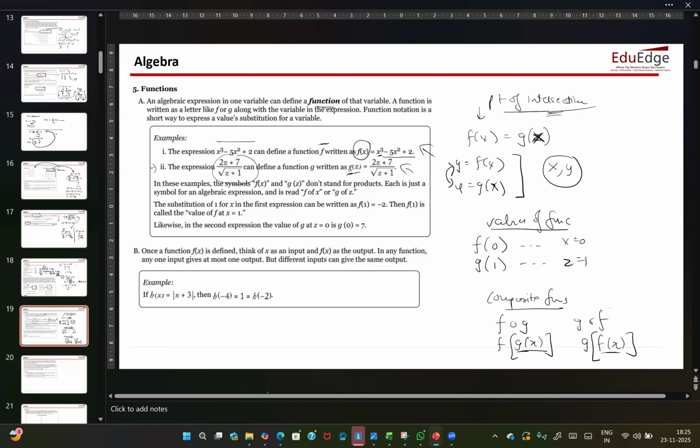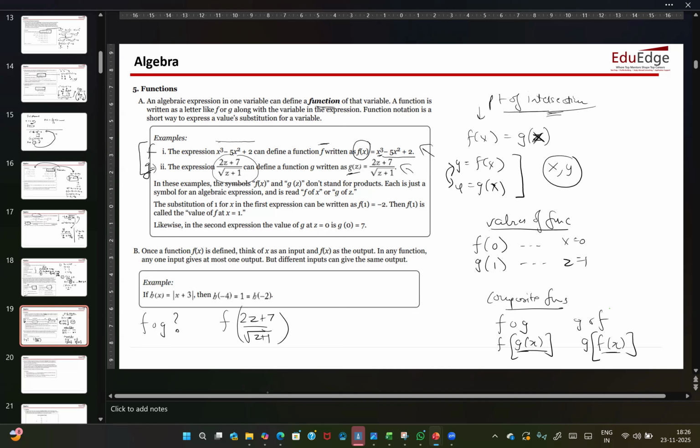So given these two, 1 and 2, what do you think is f of g? Where is it written, f and g? Above. This is f and this is g. Okay. So function of g. So I need to take g as a base. So 2z plus 7 upon root z plus 1. And in that I will have to substitute, assuming that you're putting both as x only. Then instead of z, I will substitute x cube minus 5x square plus 2.